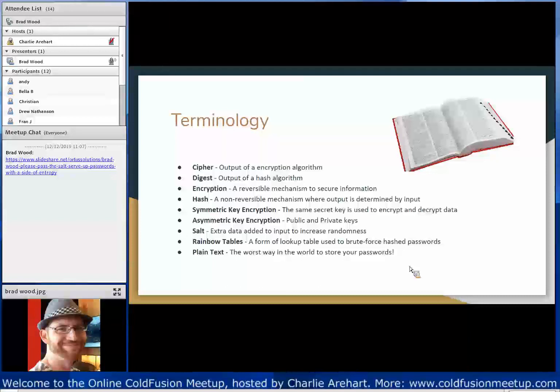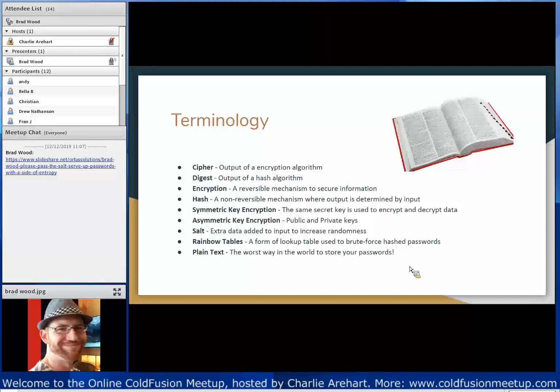So a little bit of terminology. We'll go through and discuss all this, but there's a lot of jargon in the crypto community, and it can make a conversation more confusing if we're on different pages about what we're talking about. A cipher is the output of an encryption algorithm. It's also a character in the Matrix, but that's not what we're talking about today. A digest is the output of a hash algorithm. Encryption is a reversible mechanism to secure information. So when you take a string and you encrypt it, you can reverse that. A hash is a non-reversible mechanism where the output is determined by the input.